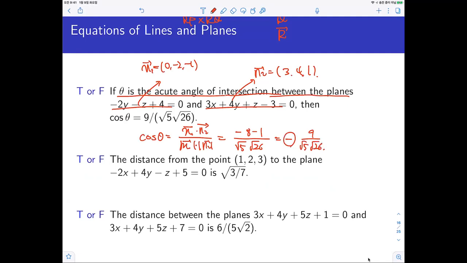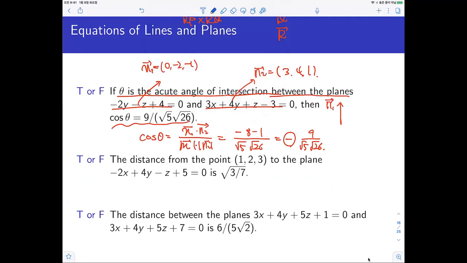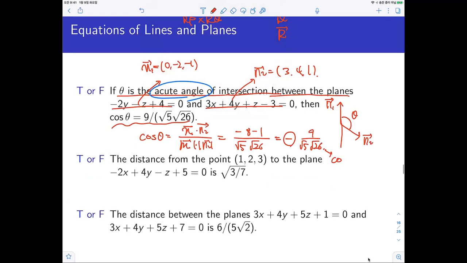However, we have this negative sign here if we compare to the given answer, but this problem wants the acute angle. So in our case, we measured this angle, so we calculate cosine of pi minus theta to get 9 over square root of 5 square root of 26. So this is true.